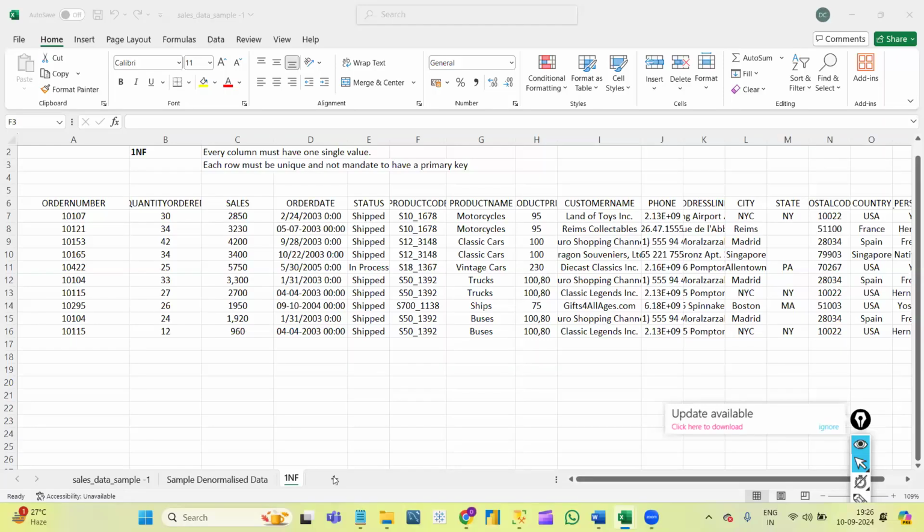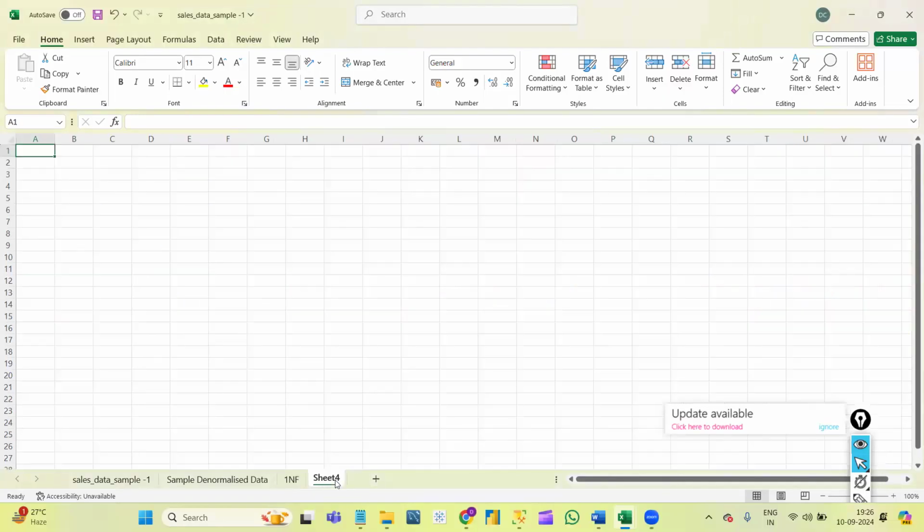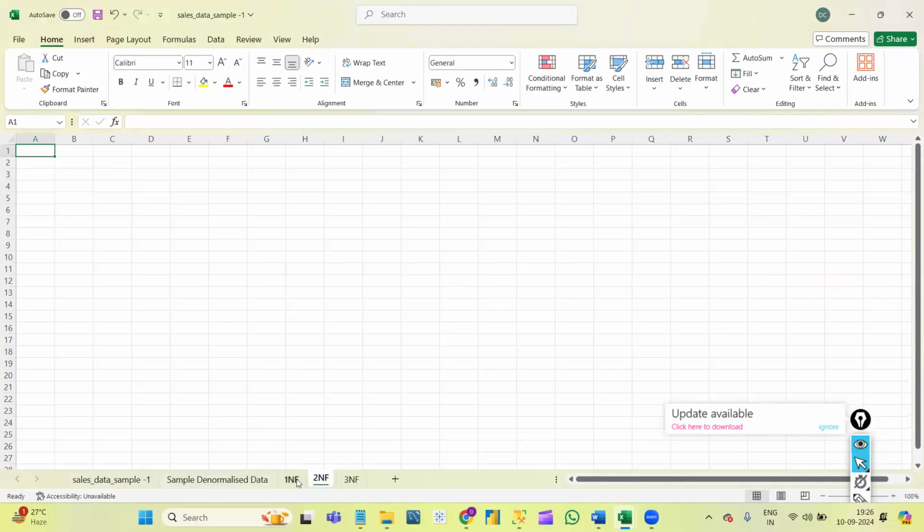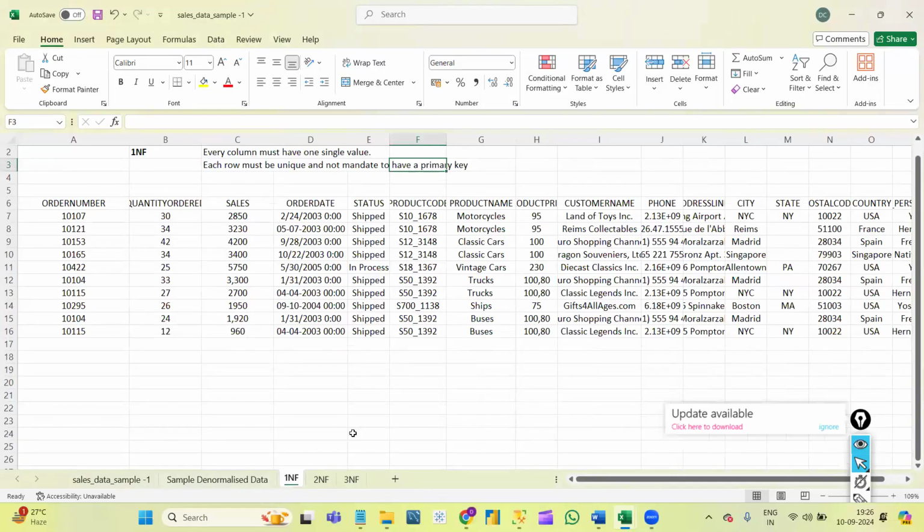Next, I'm opening a new sheet. I just used two sheets. In this, let's understand how to create a 2NF.